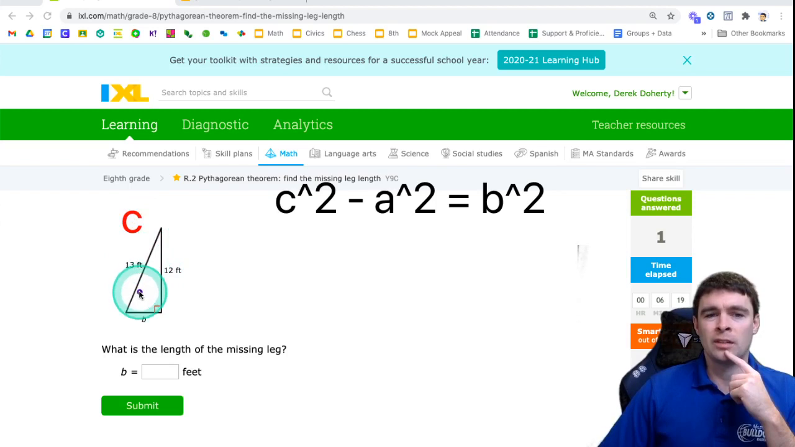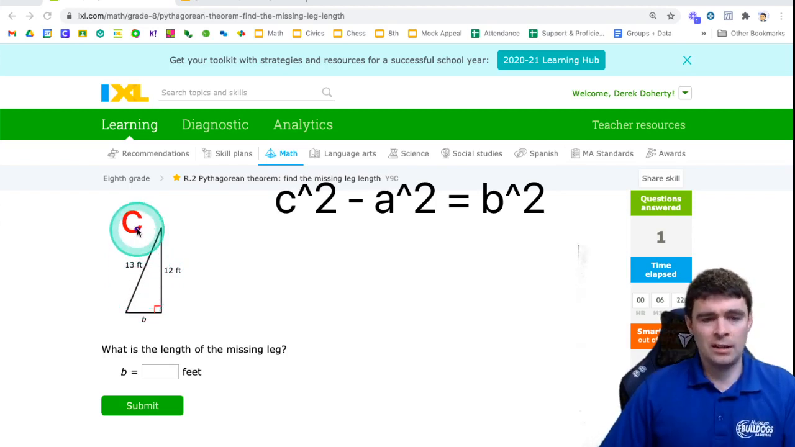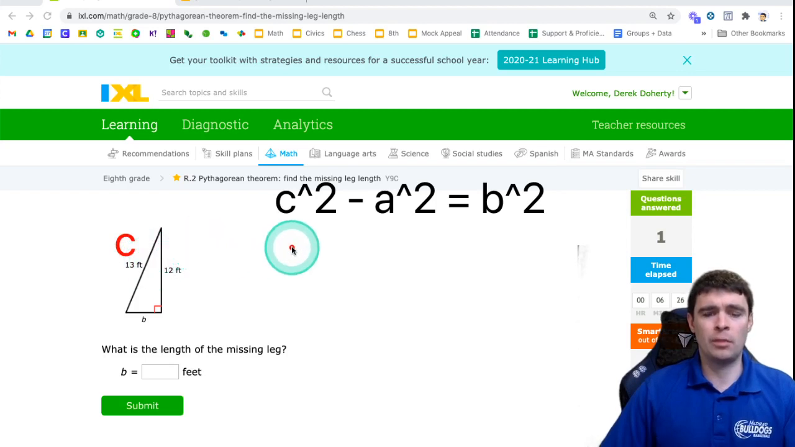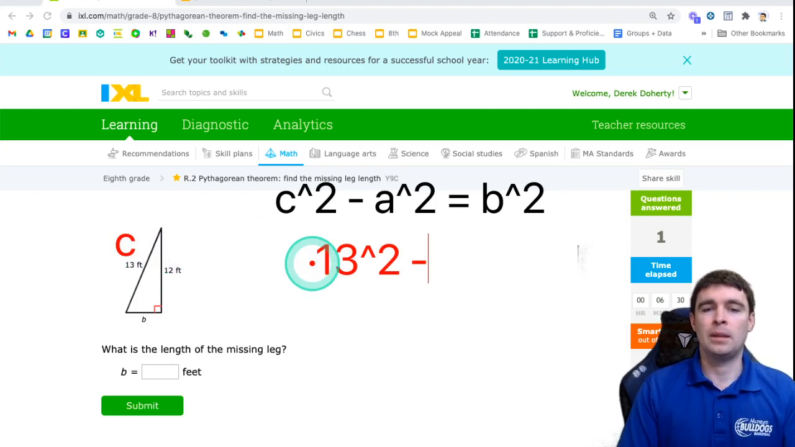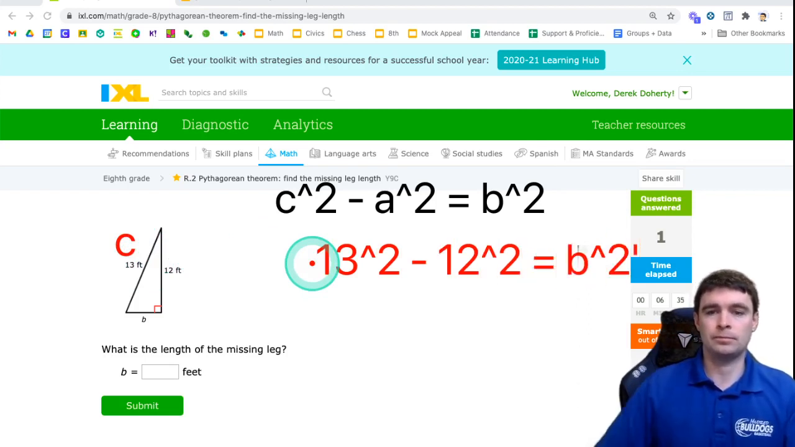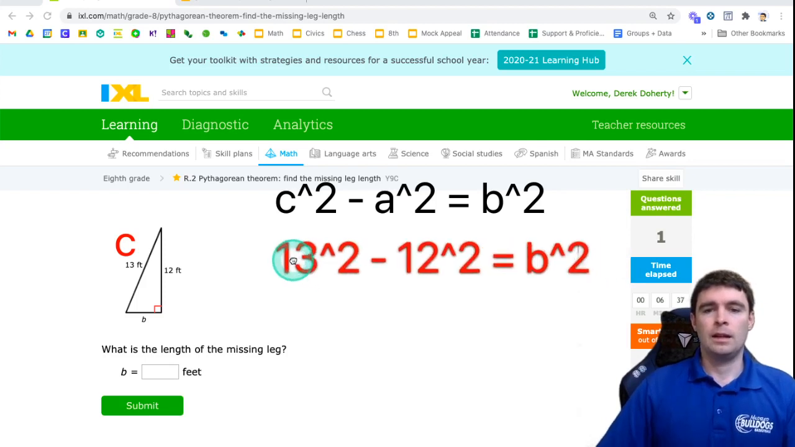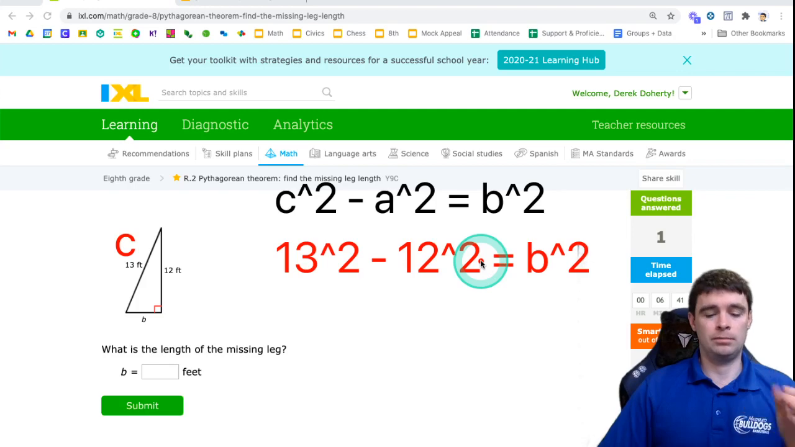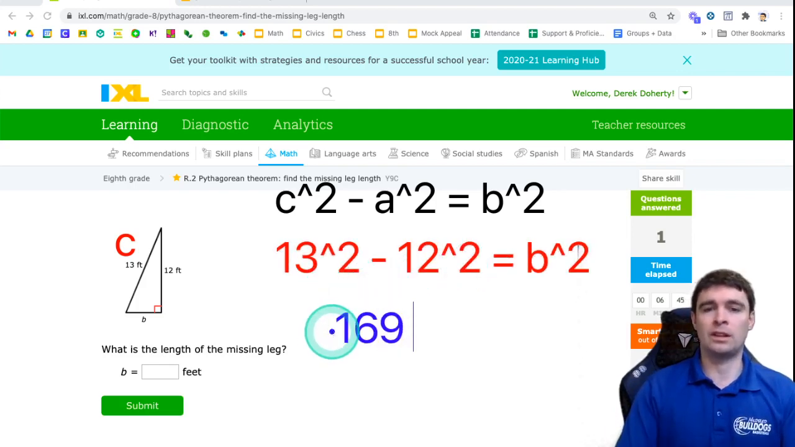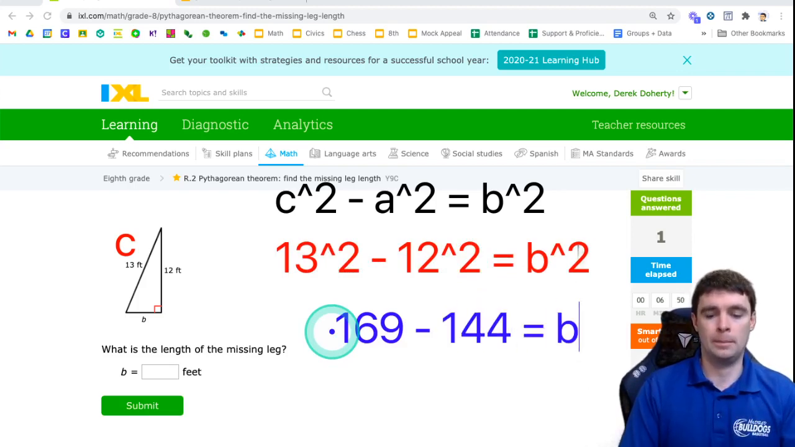I will point out as we solve this problem together that the biggest side here is 13, that's the c. So when I plug into my formula in the beginning, c squared is going to become 13 squared. And I'm going to take away a squared, which in this case was 12 squared. And that gives us 13 squared minus 12 squared has to be equal to b squared. My next step, which we'll show in blue, is just to do those exponents out. 13 times 13 is 169. 12 times 12 is 144.